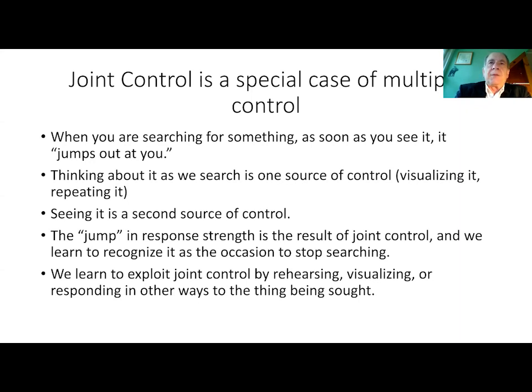When you're searching for something, as soon as you see that something, it jumps out at you. That's an instance of joint control. The seeing of the thing and the thinking of the thing that you're seeing both control the behavior of responding to the thing. But when you see it, the seeing of the thing is hot. You're searching for it, and when you see it, there's this jump in response strength.